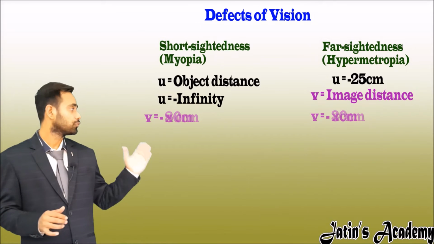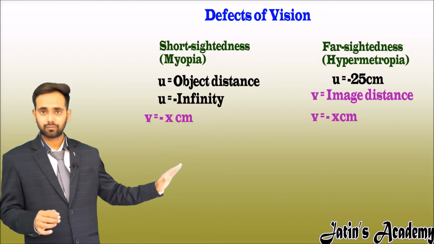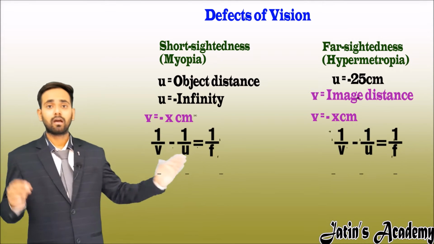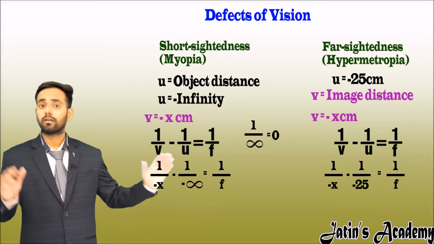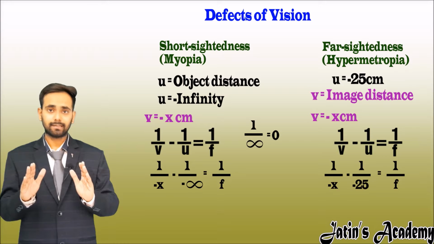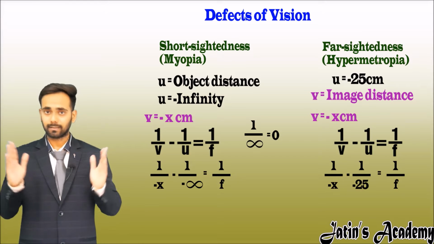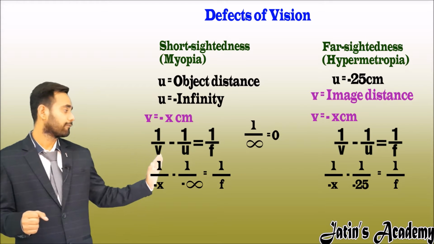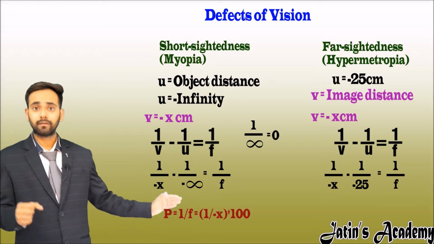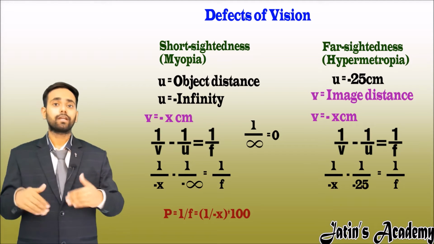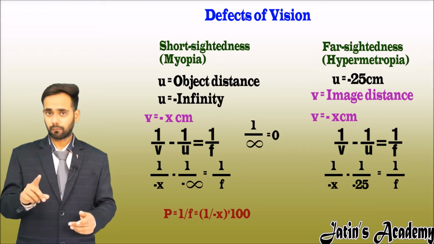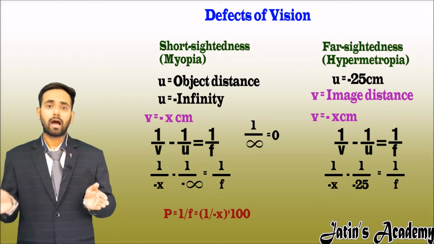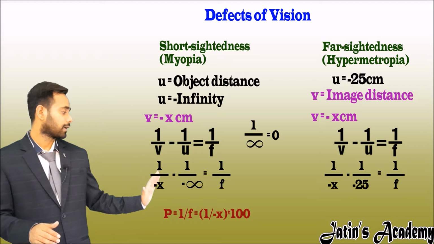Put the u and v values in the lens formula in both cases. After solving, we get the focal length. Now we know that the inverse of focal length is the power of the lens. So put the value, P equals 1 upon f. Here note one thing: in order to calculate the power, first we have to convert the focal length into meter. After converting, we get a power formula.